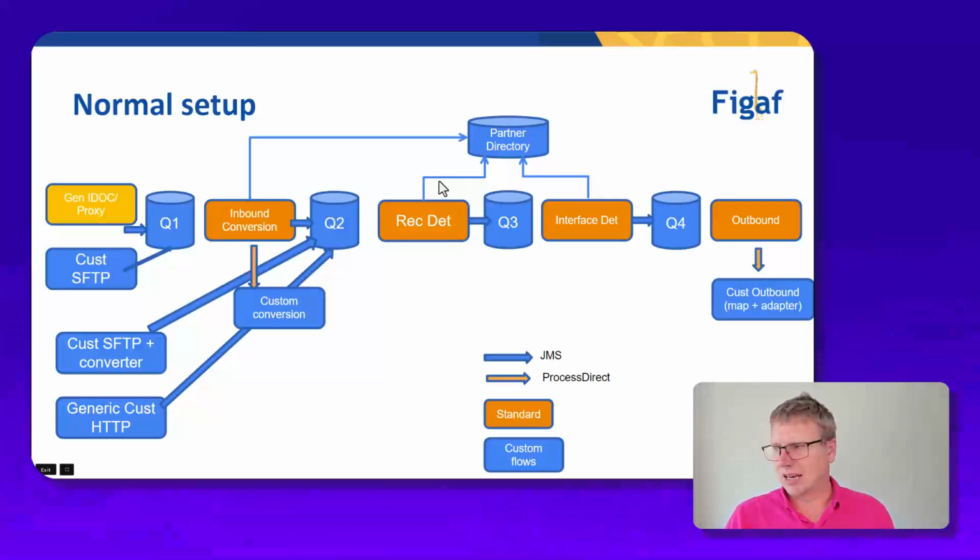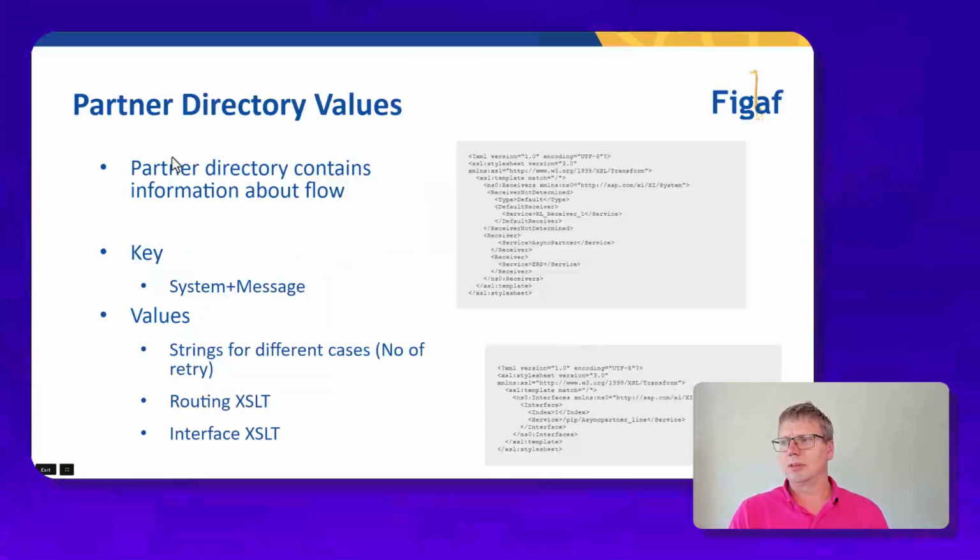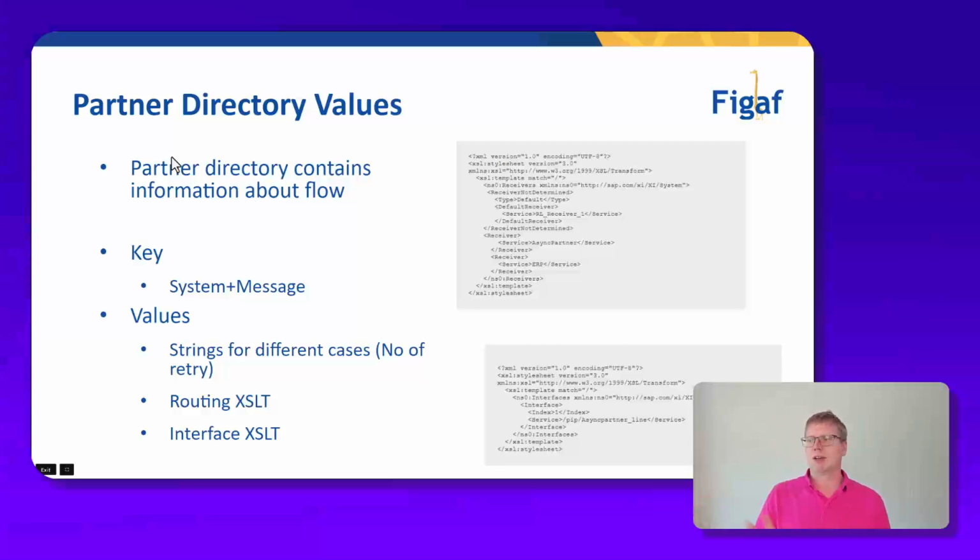In the partner directory, we do have XSLTs. You can have some keys about how many retries you should be making for a given scenario, so you can add that as a value. And then you also have routing XSLT and interfaces XSLT. You can see them here. This is just some of the samples that we have created that work on some of these things.